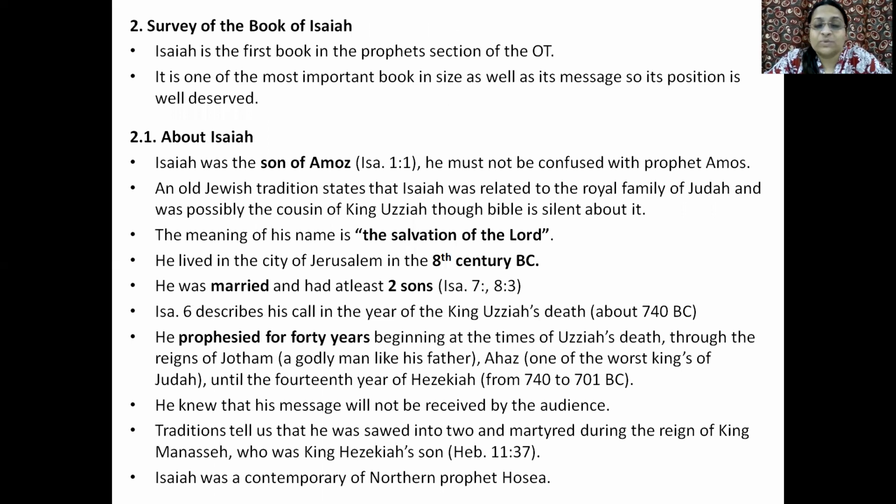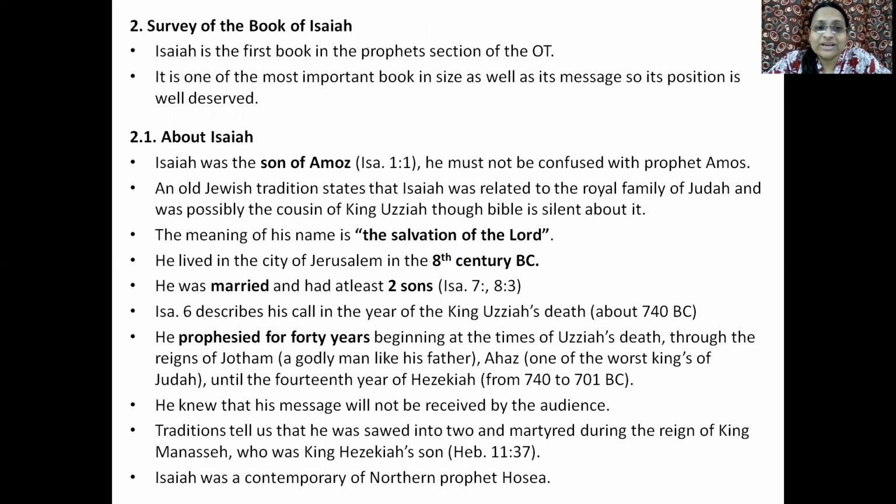Okay, so that's what we saw about the background, in short, the historical background, and some important terms that we had to see about the prophets and their prophetical books. Okay, now let's go ahead and enter into the book of Isaiah. So let's start with the book of Isaiah.